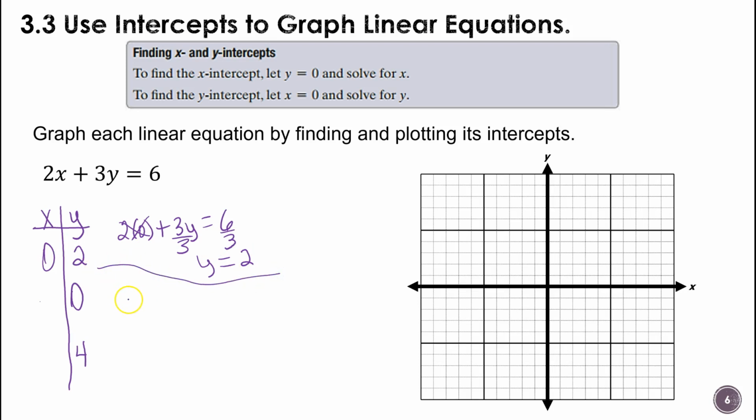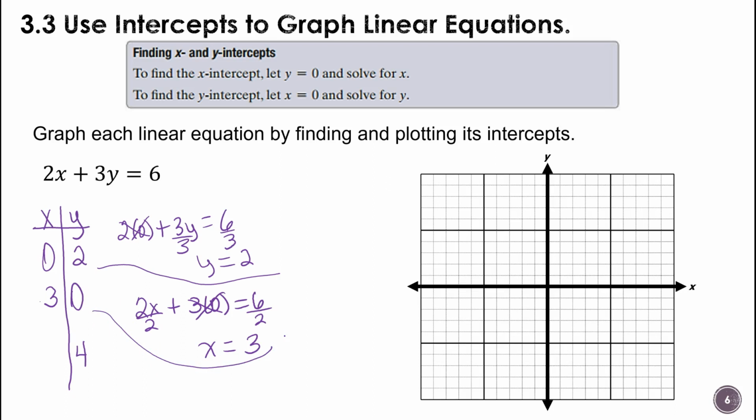And then I'm going to say 2x plus 3 times 0 equals 6. We eliminate that term and divide by 2. x is 3. So we just found the x-intercept, right? We find the y-intercept when we're solving for y and the x-intercept when we're solving for x. And so that was that calculation.